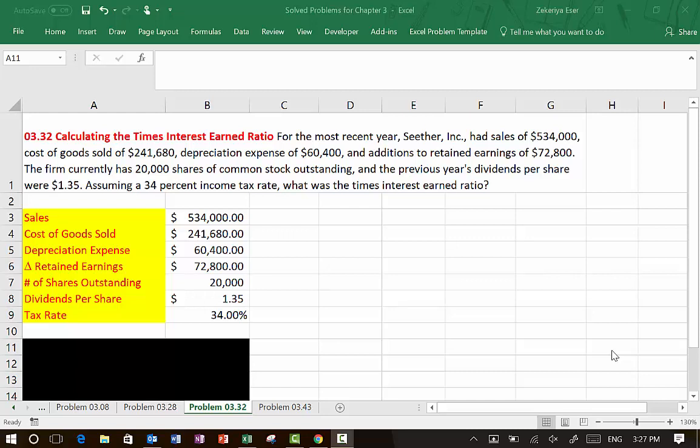Well, to solve this problem, we need to figure out 1, the interest expense, 2, earnings before interest and taxes. We can calculate net income because we know retained earnings and we have a way of calculating total dividends. Let's first calculate cash dividends: number of shares times dividend per share. Adding cash dividends to change in retained earnings, we get net income.